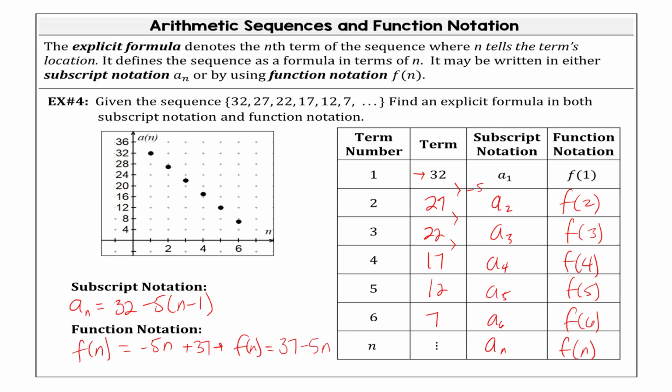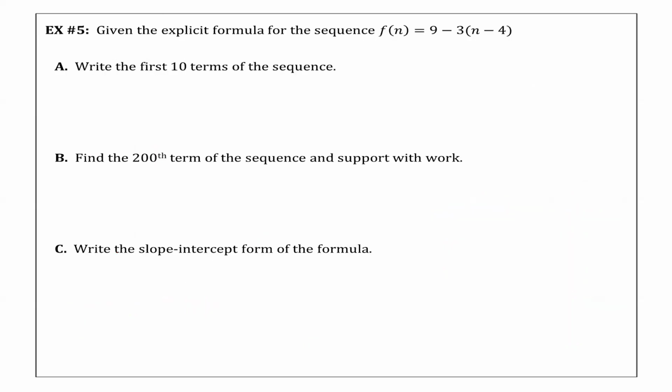Okay. Do we see the full connection? Yes. Perfect. All right. So here it says, given the explicit formula of the sequence f of n equals (n minus 3)(n minus 4), please write the first 10 terms. Go. What are the first 10 terms? In your group, come up with them. No, we always start at 1.